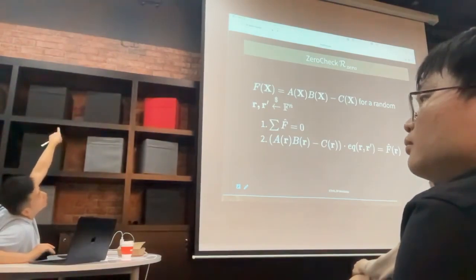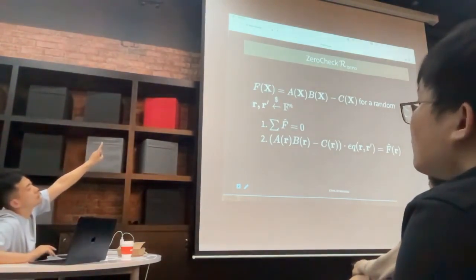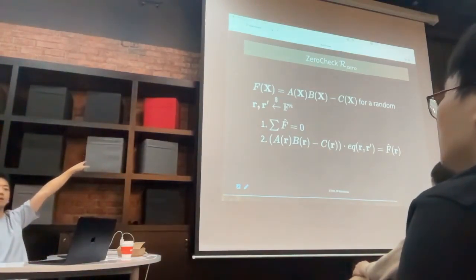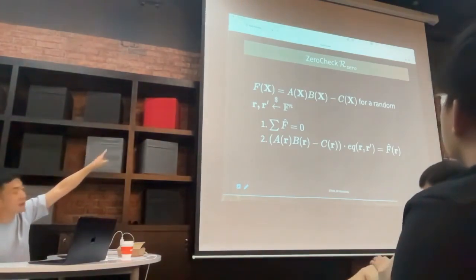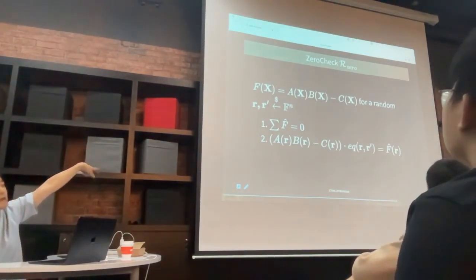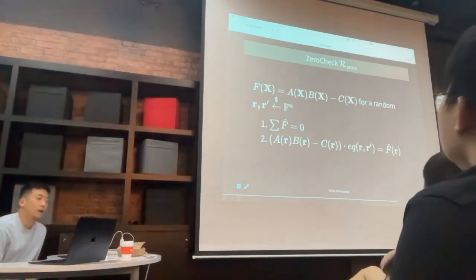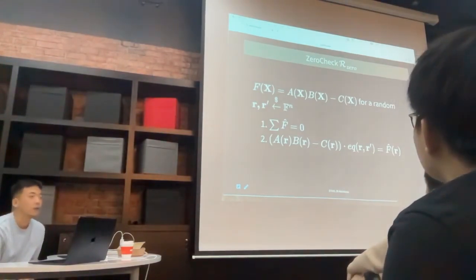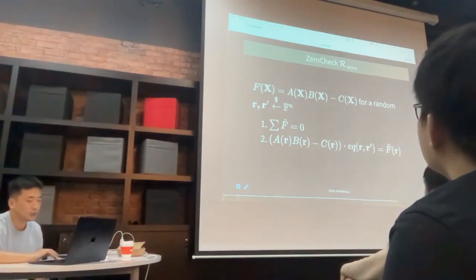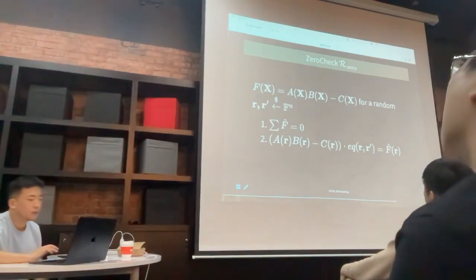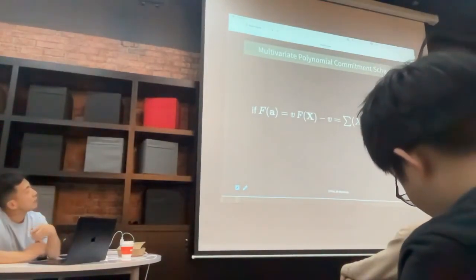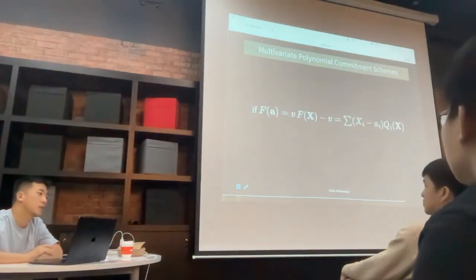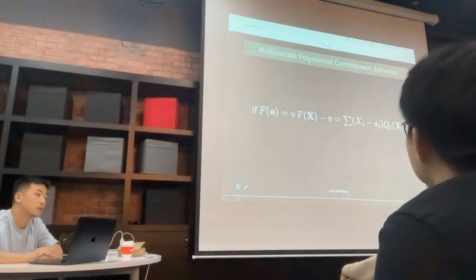So this is what we've done. R prime is picked by the verifier at first, and R is random during the sumcheck protocol. So R1, R2, R3 are what we are picking during the process. And this is about the multivariate polynomial commitment schemes, and basically we can use the same approach using KZG.